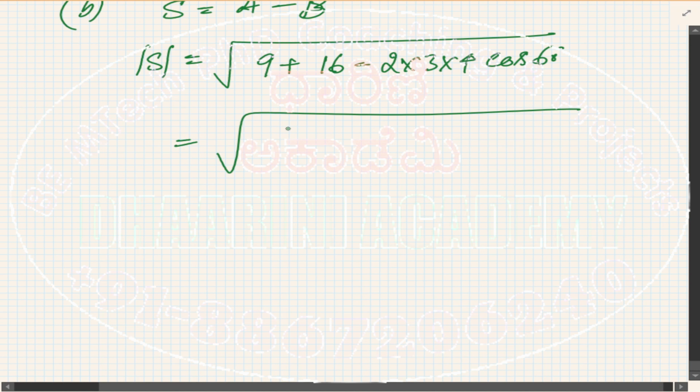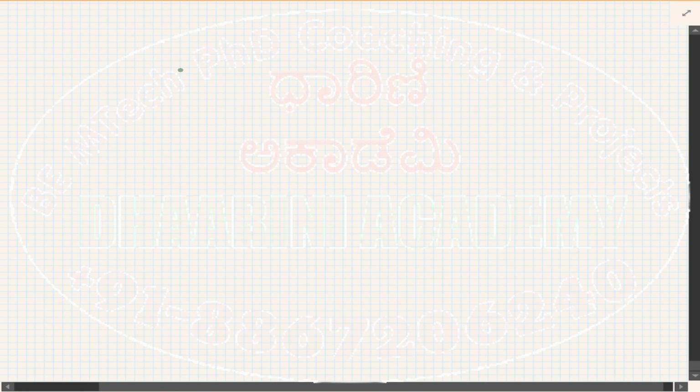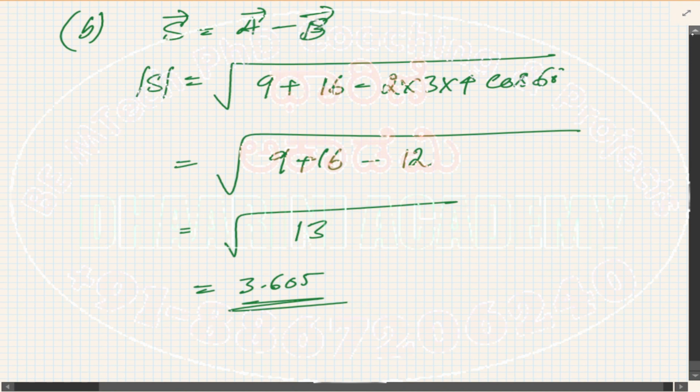Root of, what is this number, 9 plus 16 is anyway 25 minus 24 cos 60. Cos 60 is half, so that is 24 by 2, 12, right? So this is root of 25 minus 12, which is 13, right? So root 13 is, yeah, 3.605. Okay, right.